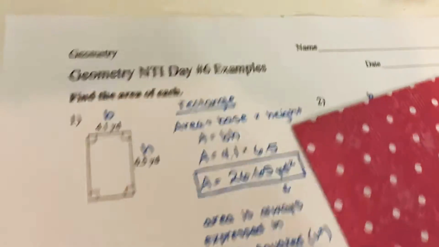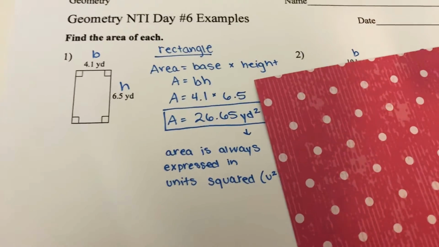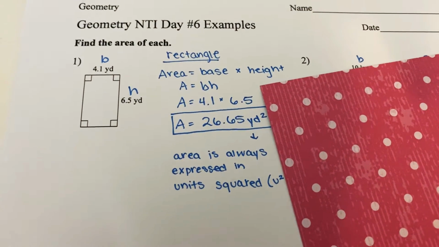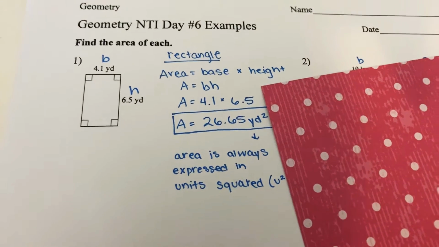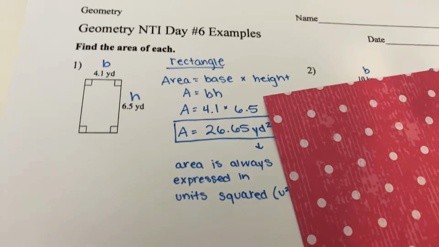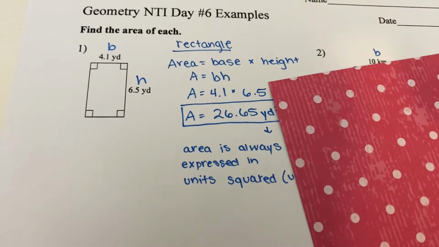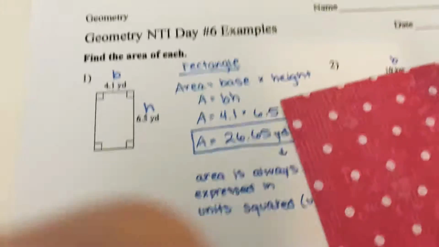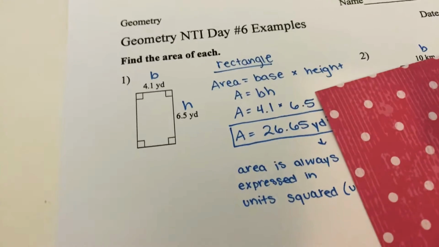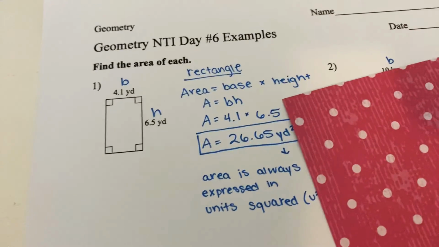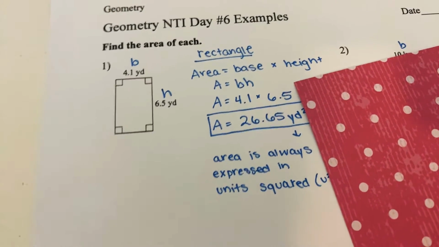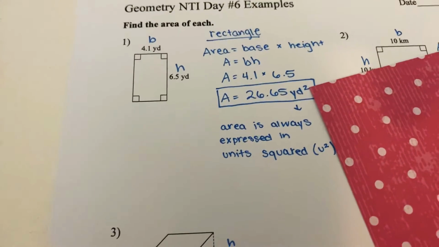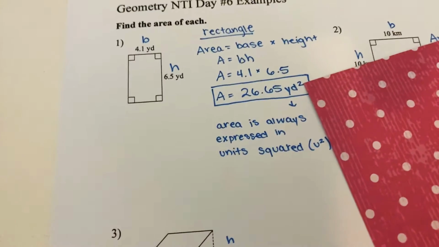All right, so first thing we're going to look at here is a rectangle. And whenever I am finding the area of a rectangle, that formula is base times height. You might have heard length times width, or L times W, but really we're dealing with base times height. And you're going to see that a lot of times.